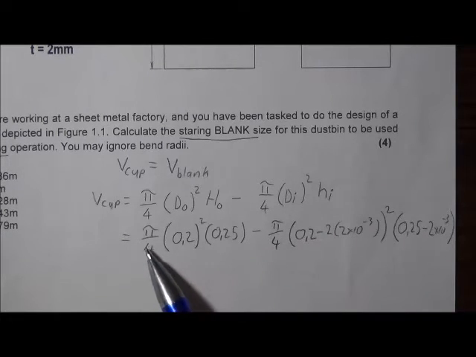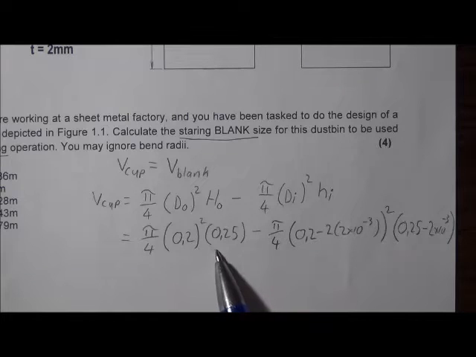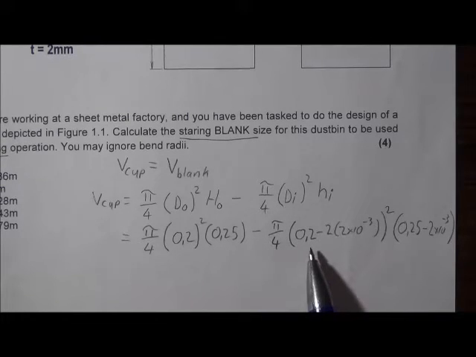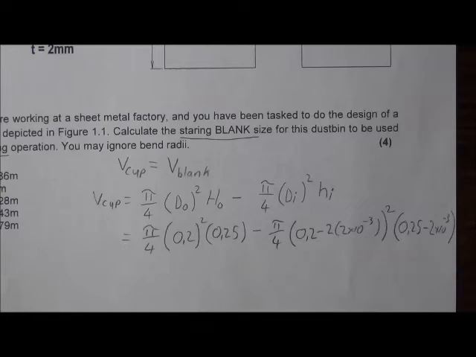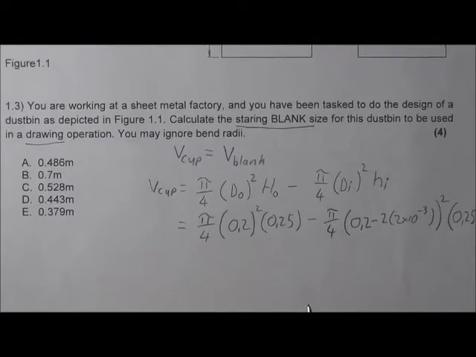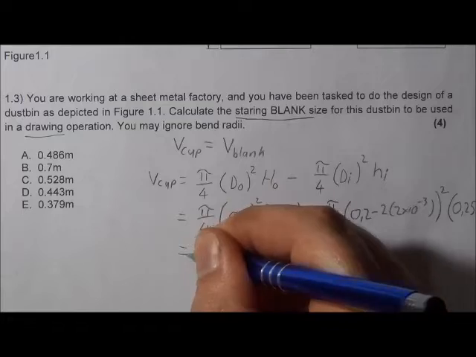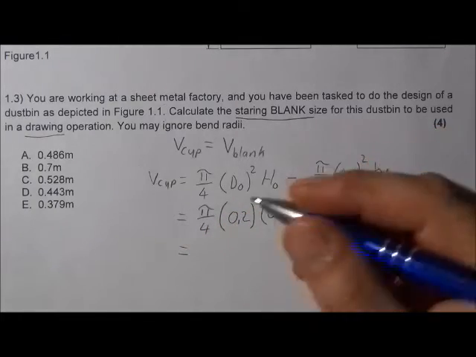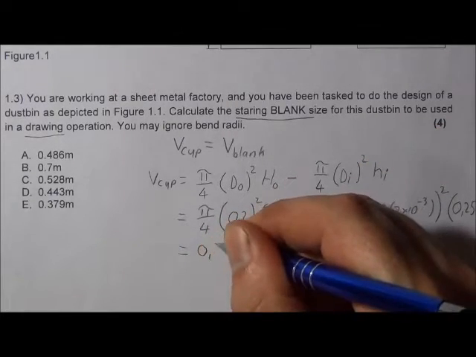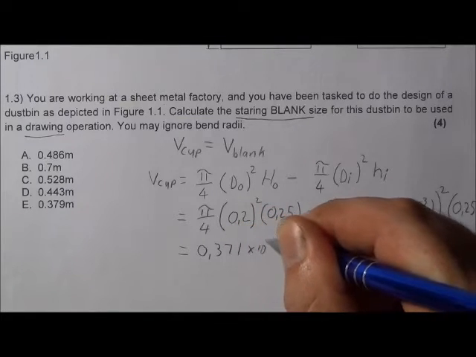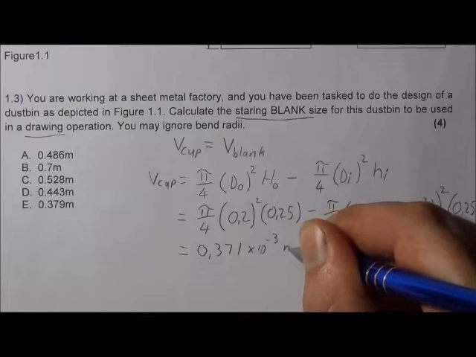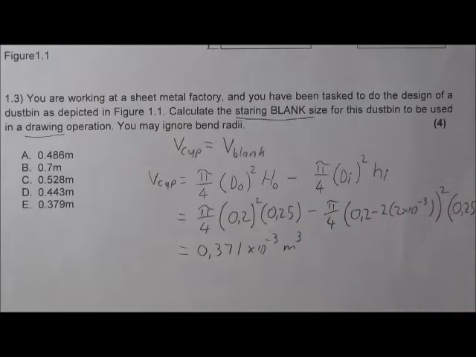Okay, so it's pi over 4 outside diameter squared times outside height, minus pi over 4 inside diameter squared times inside height. This will give us the volume of the material used to make that cup shape. That gives us an answer of 0.371 times 10 to the minus 3 cubic meters.